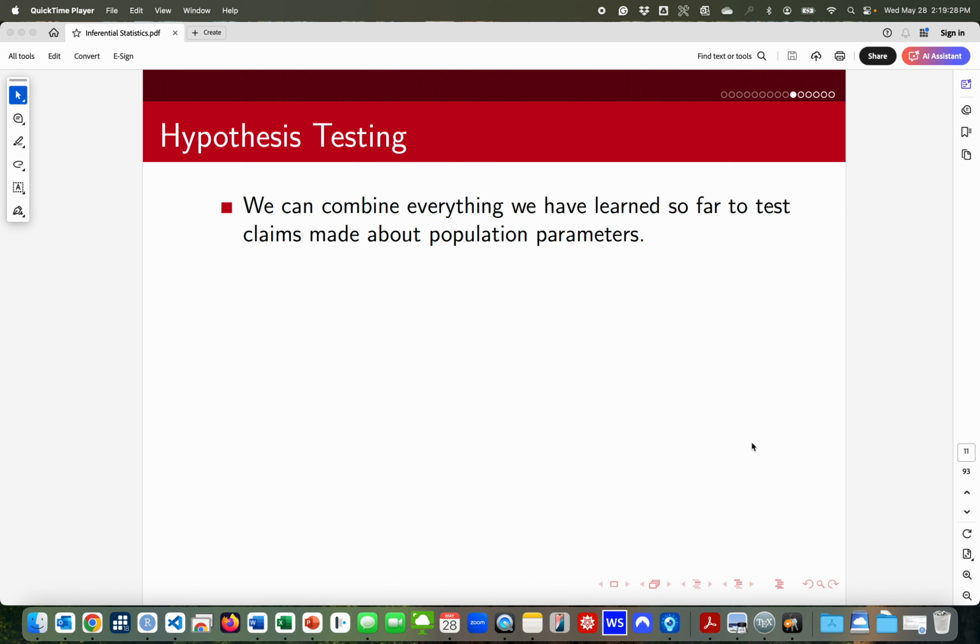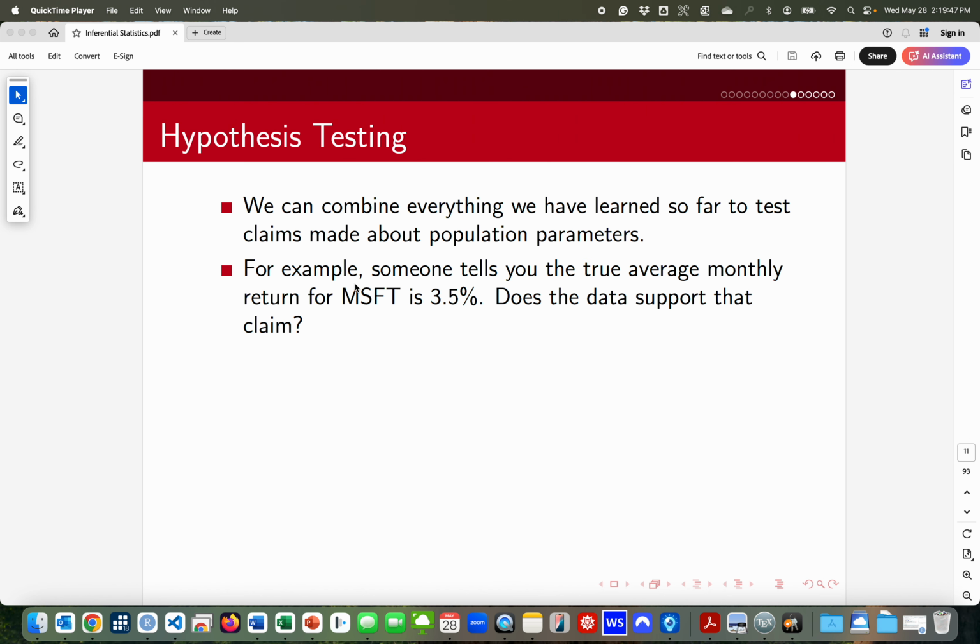So what we're going to do now is test claims about population parameters using what we've observed in the sample. And for some of these, we can use the confidence interval that we constructed before. But for other types of tests, we have to use a slightly different approach. So let's say someone claims, talking about Microsoft, that the true average monthly return is 3.5%. What we want to think about is whether or not the data supports that claim.